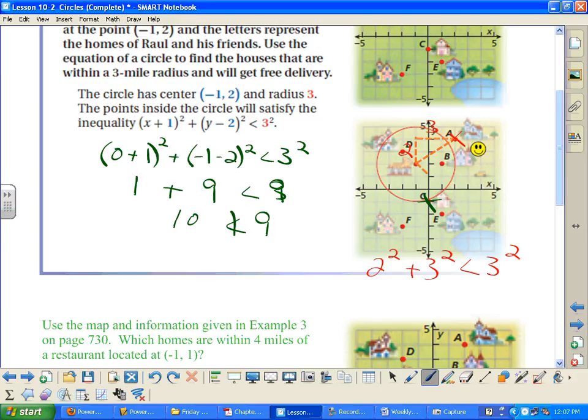Yes? I think it probably could be, but it says within the 3 miles. So yeah, if it was exactly 3, you would still say that was true also, okay?